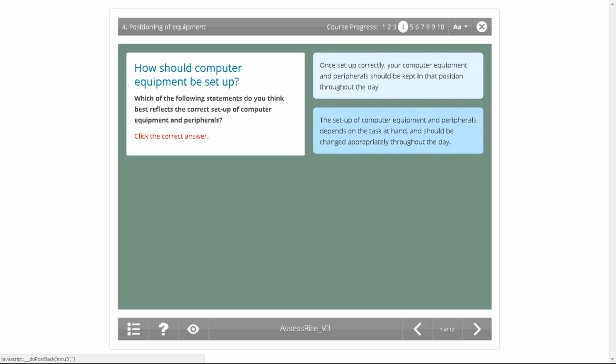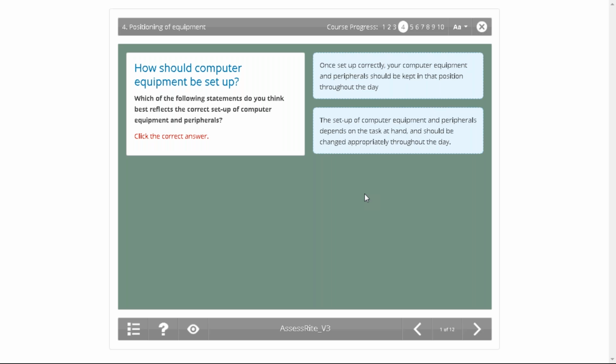Positioning your equipment. Which of the following statements do you think best reflects the correct setup of computer equipment and peripherals? Once set up correctly, your computer equipment and peripherals should be kept in that position throughout the day. Or, the setup of computer equipment and peripherals depends on the task in hand and should be changed appropriately throughout the day. Is it okay to spend time moving all your peripherals around?